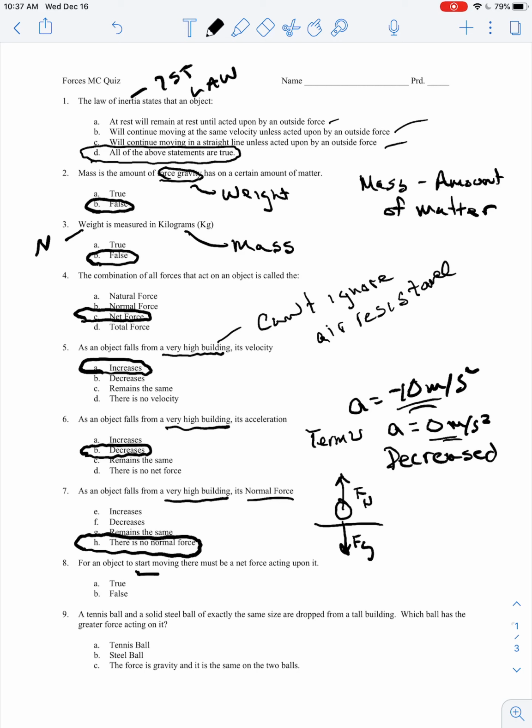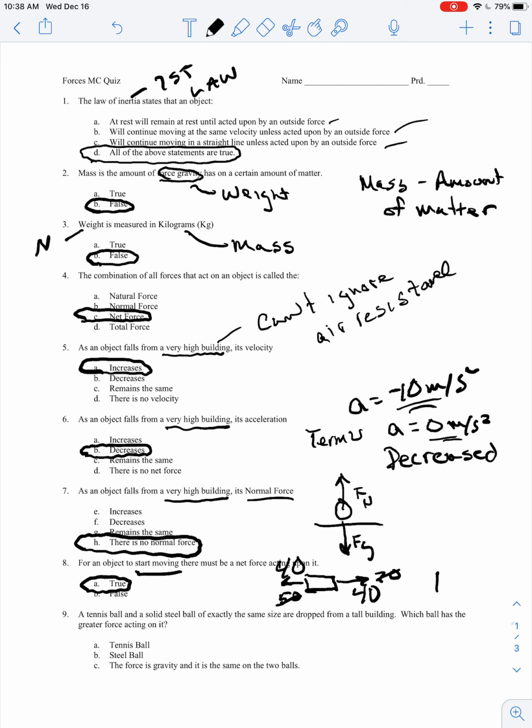For an object to start moving, there must be a net force upon it. Yes, that's just like that friction problem we did before. We had to push with 70, and the friction was 50, and then it started moving. So that is true. Now, if I said for an object to keep moving, remember, to keep it moving, I only have to match friction. The friction here changed to 40. So I could have pushed with 40 to keep that box going in that last problem.